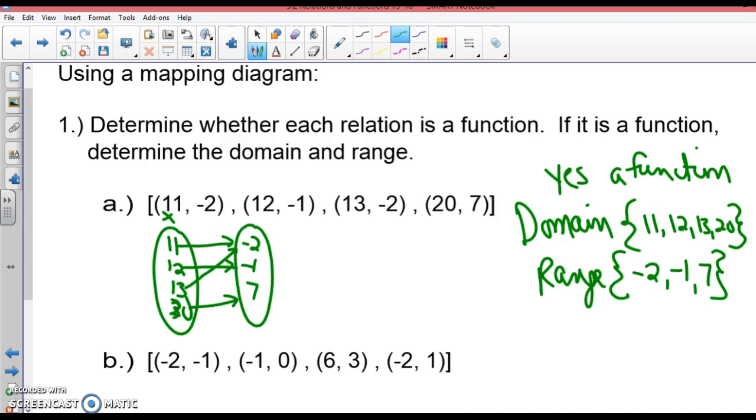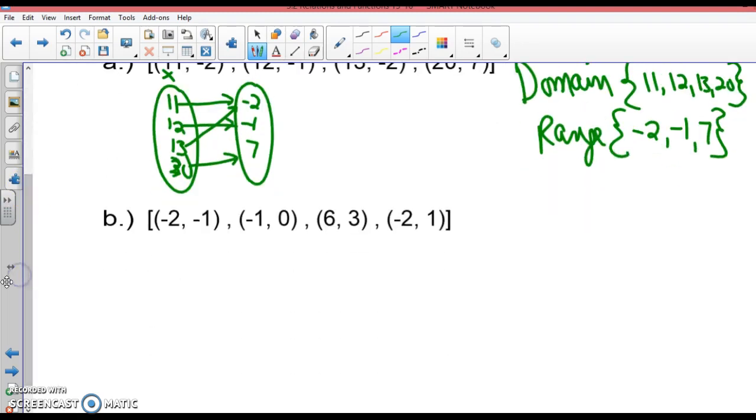Look at this second one. Look at the x values: -2, -1, 6, and -2. Is this a function? No, it is not a function. And they told us we only had to list the domain and range if it was a function, so it's not a function. All right.